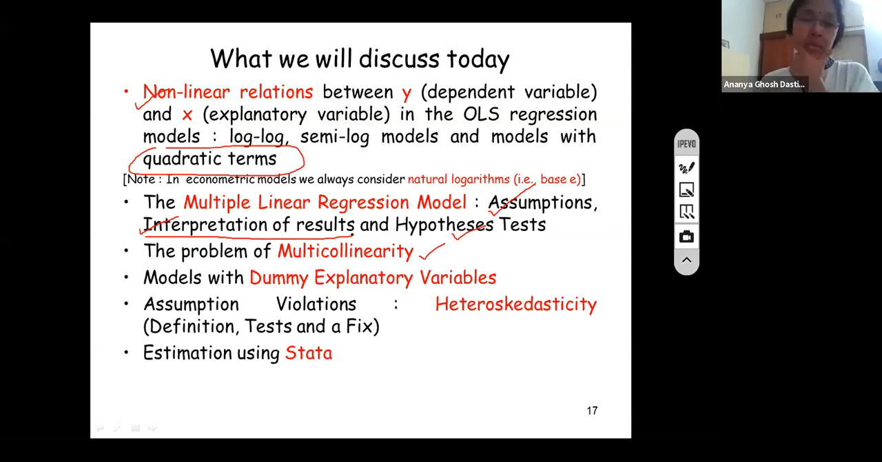Okay, right. Now, I want to talk about models with dummy explanatory variables. Let me show you what dummy variables are and what these models with dummy explanatory variables are, and then I'll talk about the X matrix, which will help us understand the dummy variable trap. It will also help us understand why we rule out the assumption of perfect multicollinearity.